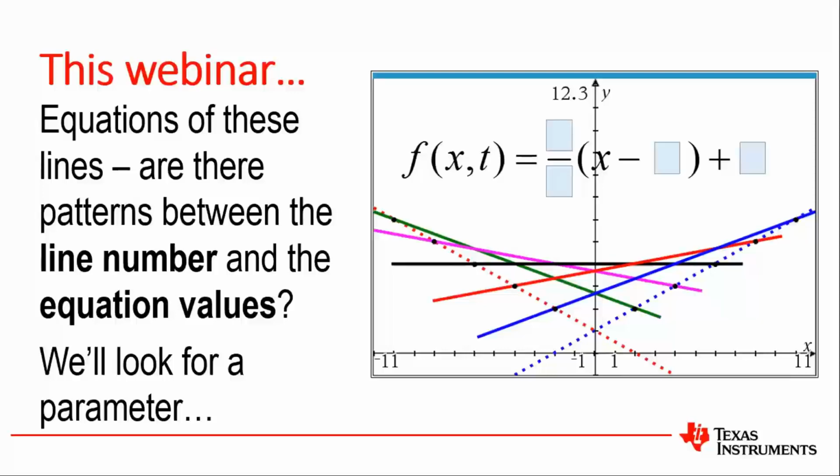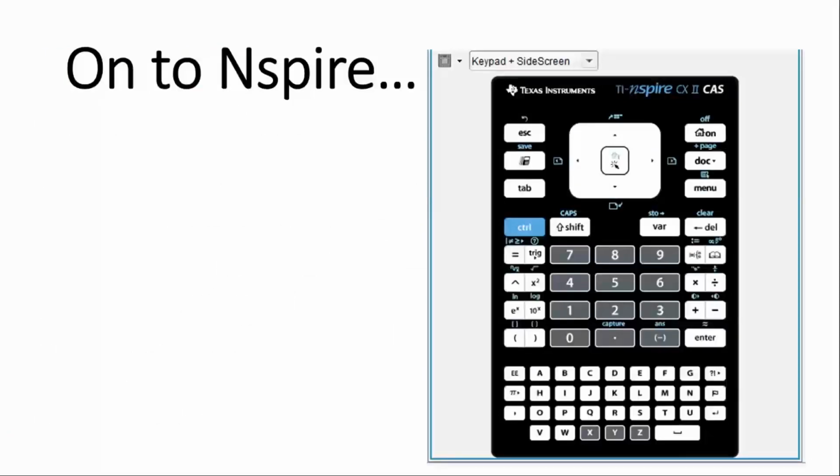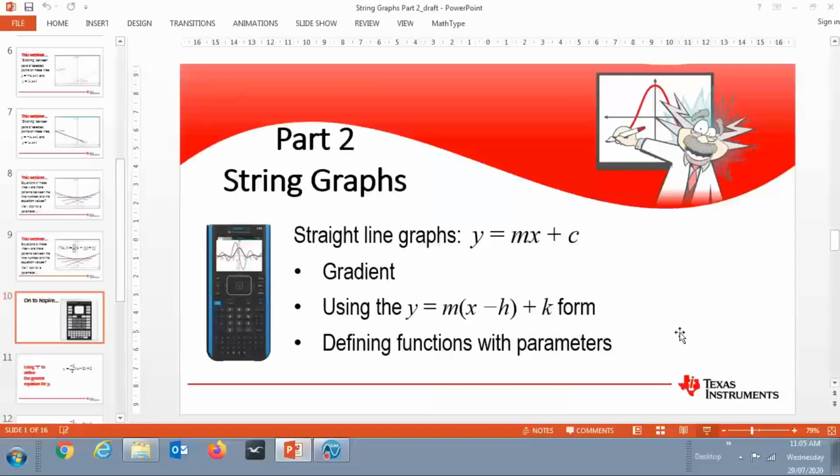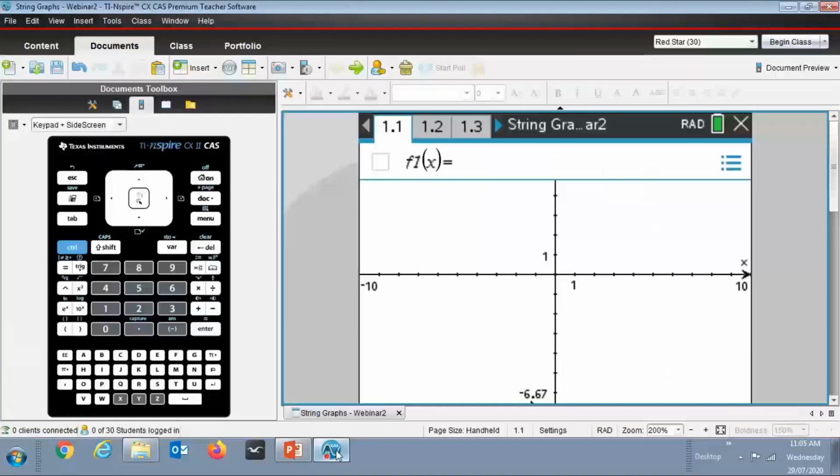And in producing this, we're going to be coming up with a function that is using that format of having the gradient outside of brackets, x minus the x coordinate of a given point, plus y minus the y coordinate of the point. Okay, well, let's take a look and see what Nspire has to say about all of this and how we might do this.